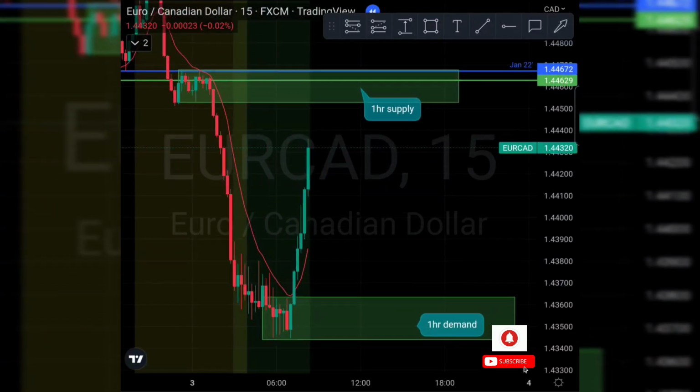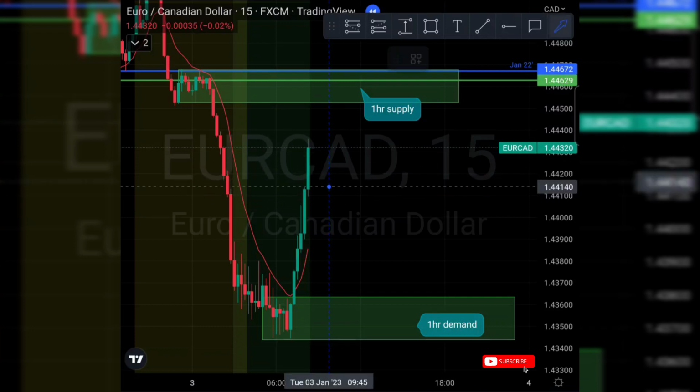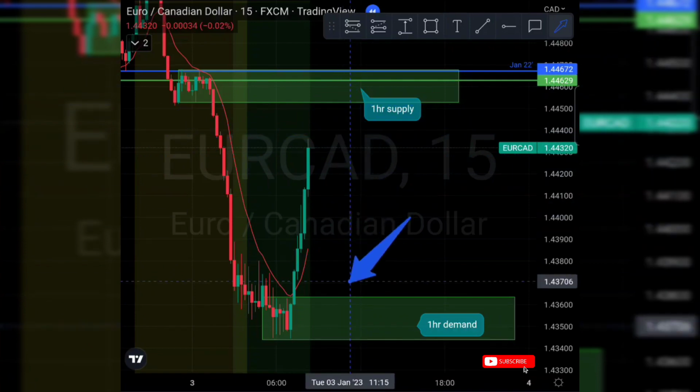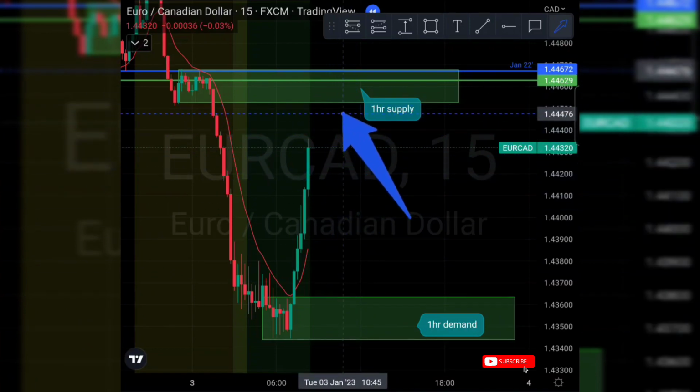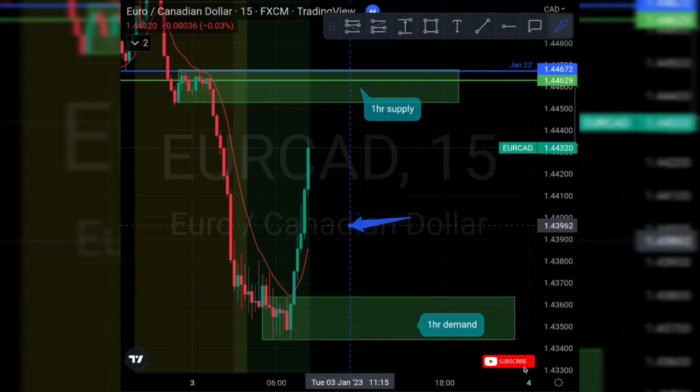So at this point, I'm just waiting on price to pick a key area. We never want to pick and choose the key area. We want price to pick and choose the key area. So wherever it chooses, more than likely it's going to head towards the next zone. So if price chooses the supply first, more than likely it's going to head to the 1 hour demand, and vice versa.